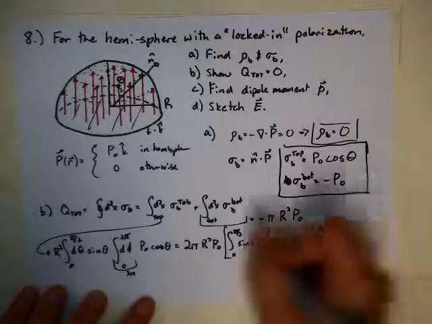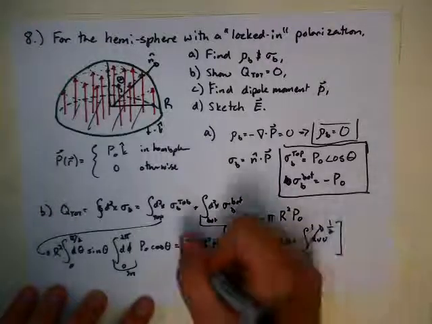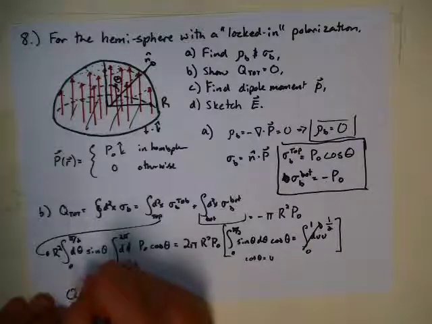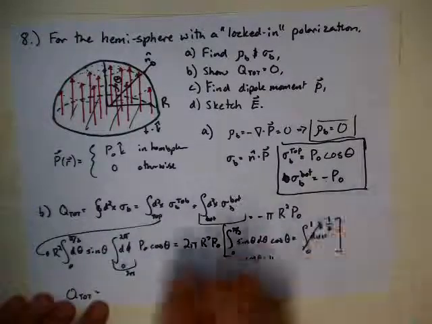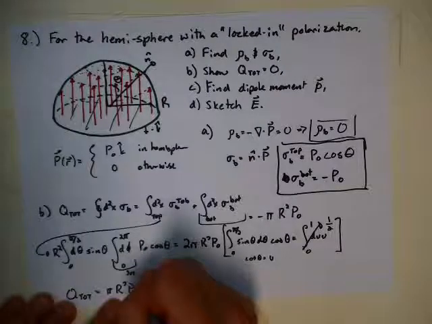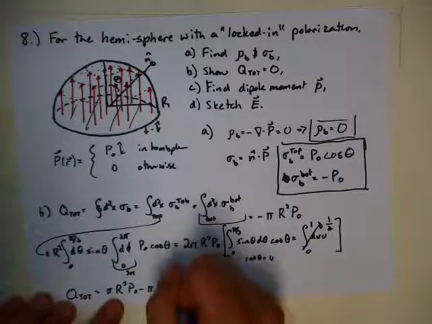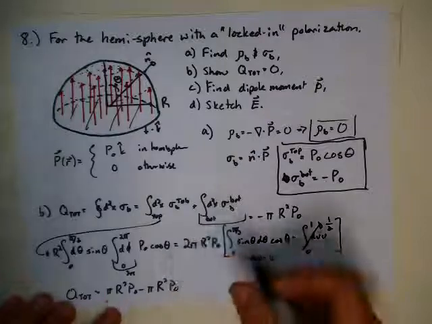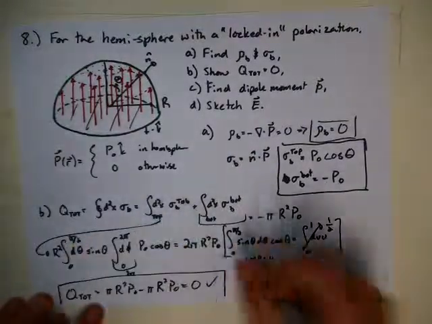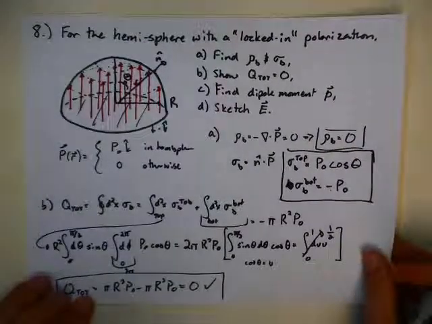And so this 1/2 will cancel with that 2, and that will give us that the total charge is going to give us a positive pi R squared P naught minus a negative pi R squared P naught, which is, of course, 0. And so we have confirmed that the total charge is 0 for the system.